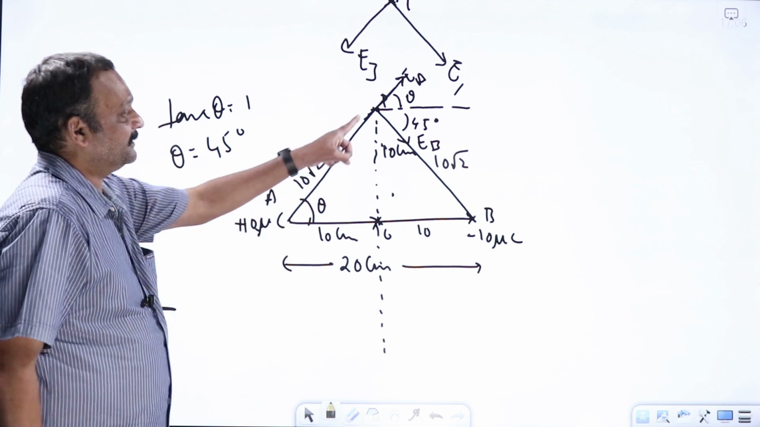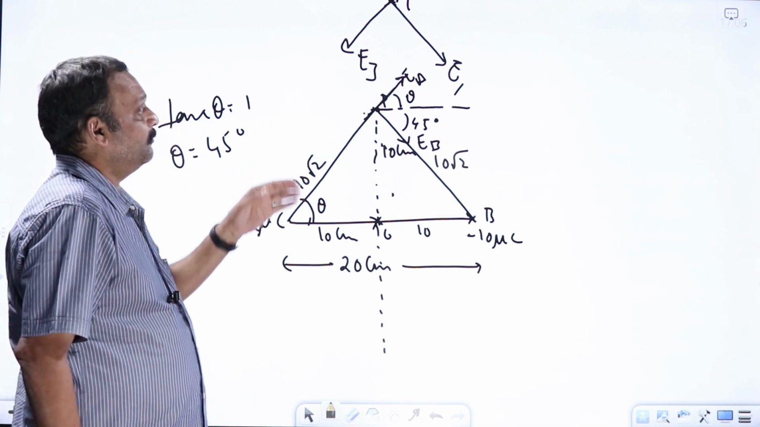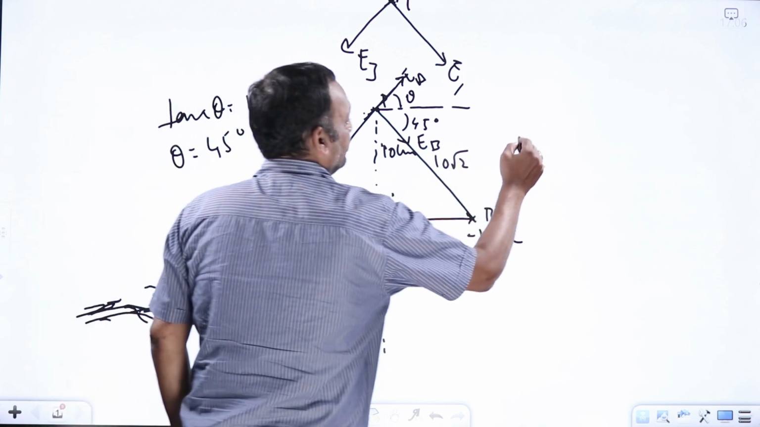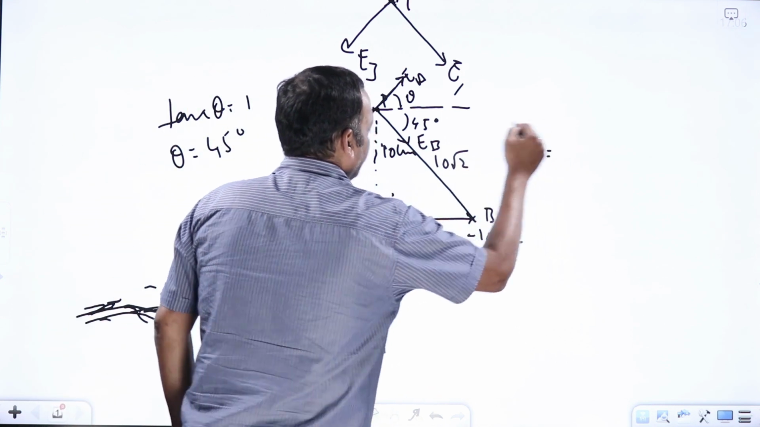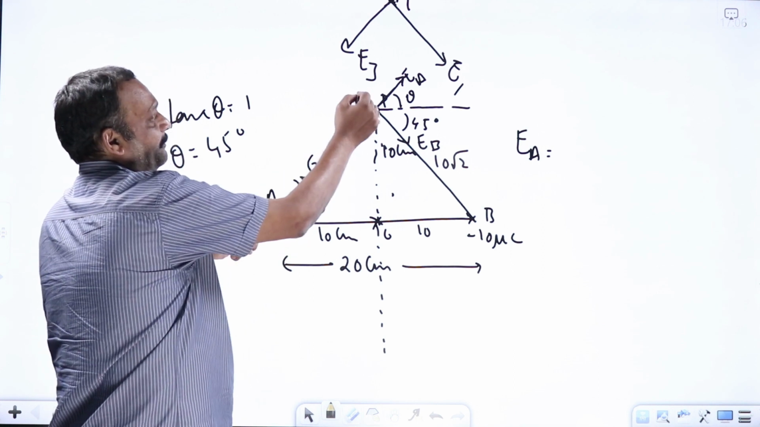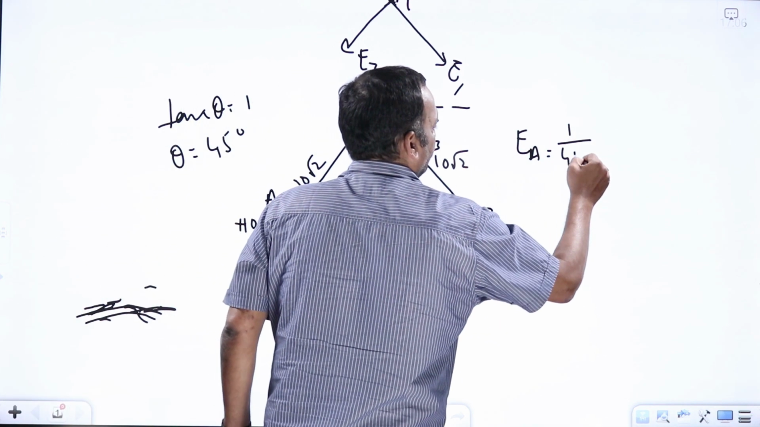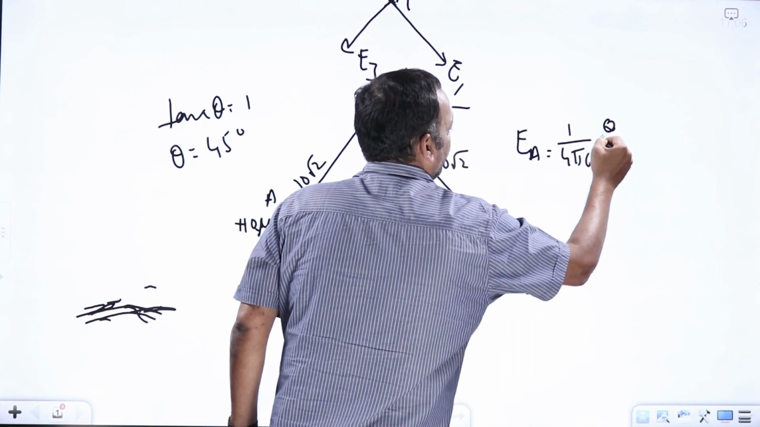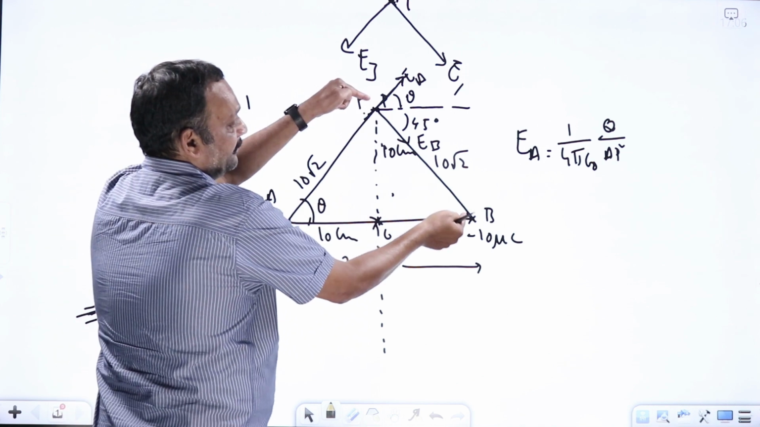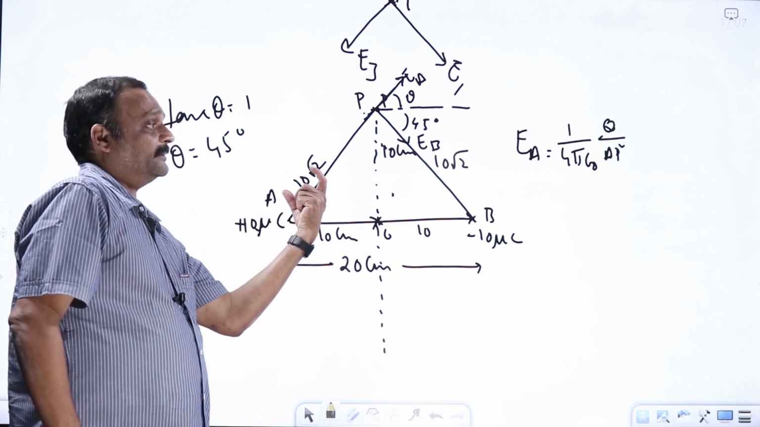This is the direction of EA, this is the direction of EB. What is EA? EA is the field due to this point charge. EA equals 1 by 4 pi epsilon naught Q by R square. What is R? R is nothing but AP. So 1 by 4 pi epsilon naught, Q by AP square. But look here, AP and BP are both equal, that is 10 root 2 centimeters.